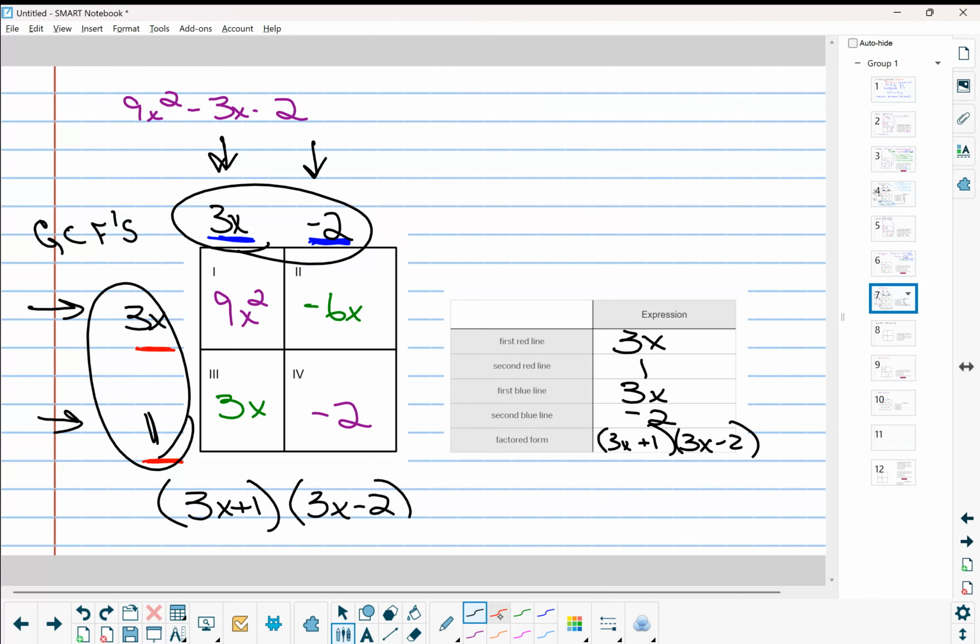And then also remember, I'm not making you do this, but you can check by foiling. So I have 9x squared minus 6x plus 3x minus 2. Combine like terms, 9x squared minus 3x minus 2. So if this is the same as our starting problem up here, then this checks. And this is the factored form.